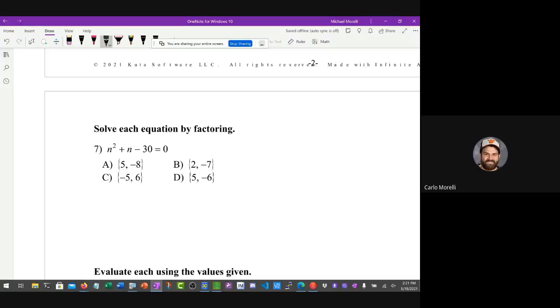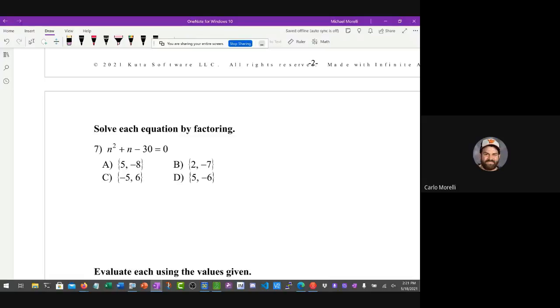You're looking for two numbers that add to be 1. Look at the screen if you're watching. You want the two numbers to add to be the middle term and multiply to be the last term. All right, so I need two numbers that add to be 1 and multiply to be negative 30. Can you think of it? It's really a head game.